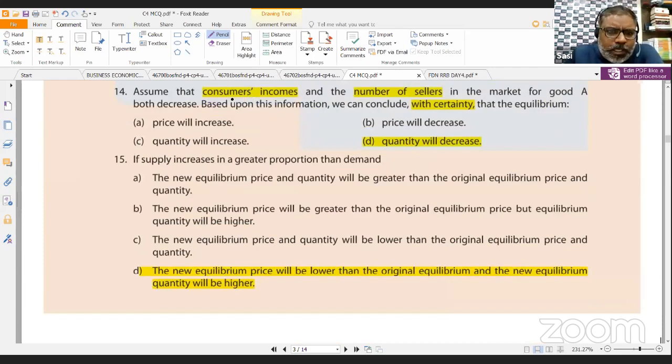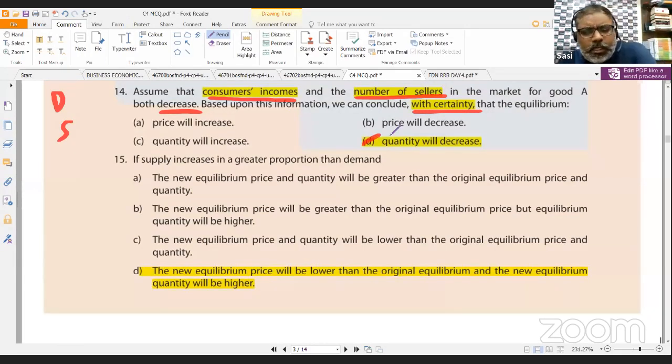Then question number 14, assume that the consumers' incomes and the number of sellers in the market for a good both decrease. Consumers' income decrease means demand decreases, and number of sellers decrease means supply also decreases. Both decrease. When demand decreases and supply also decreases, we can conclude with certainty what? When both decrease, quantity will decrease, but we cannot tell whether price will decrease, increase, or not change. There are three possibilities for that. So with certainty, what we can say, when both are decreasing, only quantity will decrease. So correct answer is D, Delhi. That is question number 14.